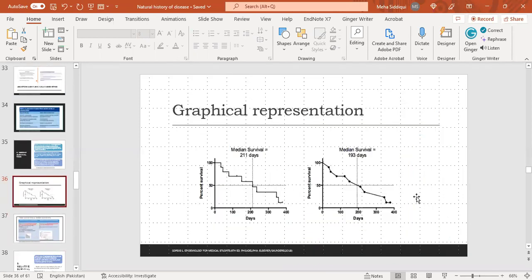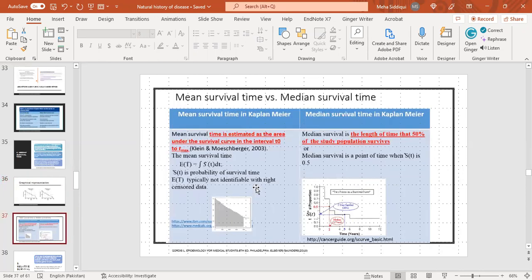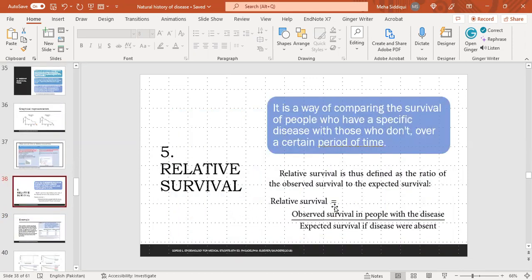So this is the graphical representation of median survival, that at 50% survival, for example, in this, there is 111 days. This is the median survival. Mean survival is the time that is estimated as the area under the survival curve in the interval T0 to T max. However, median survival is the length of time that 50% of the study population survives.